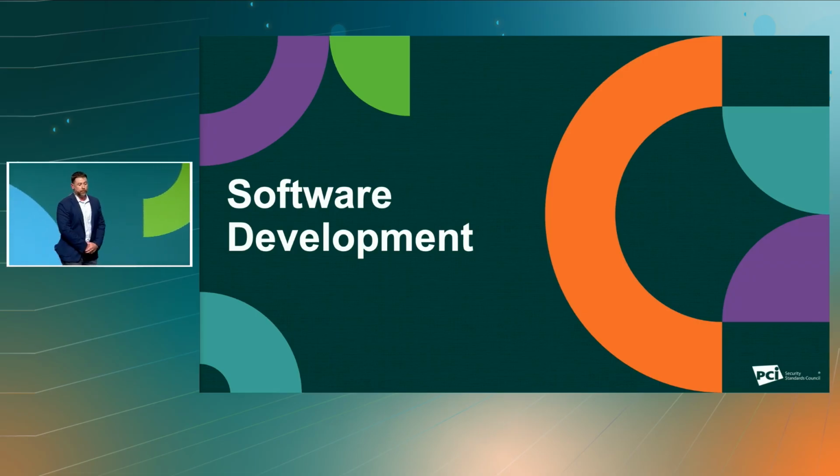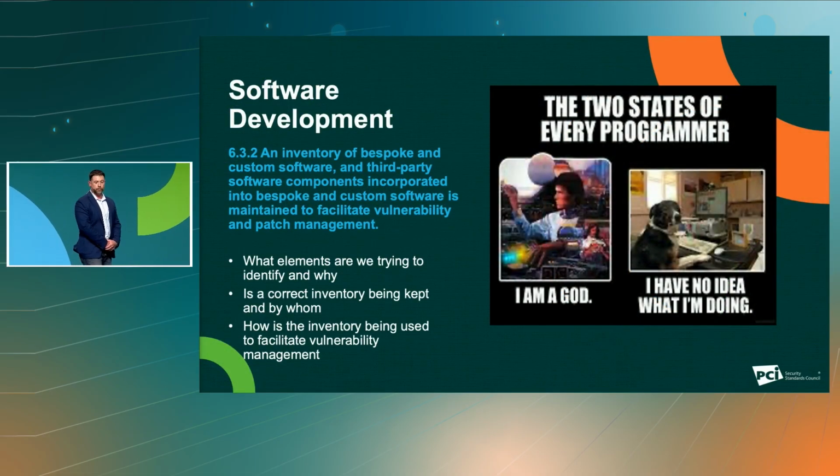On to software development. An inventory of bespoke and custom software, and third-party software components incorporated into the bespoke and custom software, is maintained to facilitate vulnerability and patch management. So I think the underlying, I think we talked about before, I'm trying to give you some of the reasons or the spirit of the control. Not only is having this list available and knowing what it is, I think the root underlying cause is you really need to incorporate this into your vulnerability management.